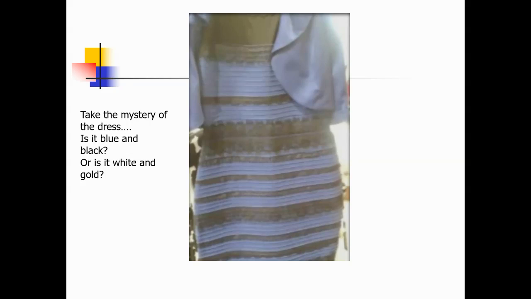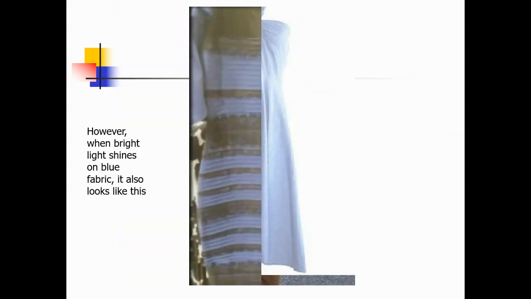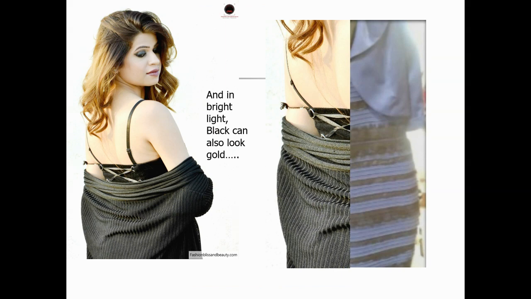Is it blue and black, or is it white and gold? It depends on how you first saw the dress in context. If you see the dress as if it were in shadow, the lighter areas appear to be white because that's what white looks like when it's in shadow. The other areas appear to be gold because that's what gold looks like in shadow. However, when bright light shines on blue, it looks the same. And when bright light is shining on black, it can have the appearance of gold. So it has to do with the context.